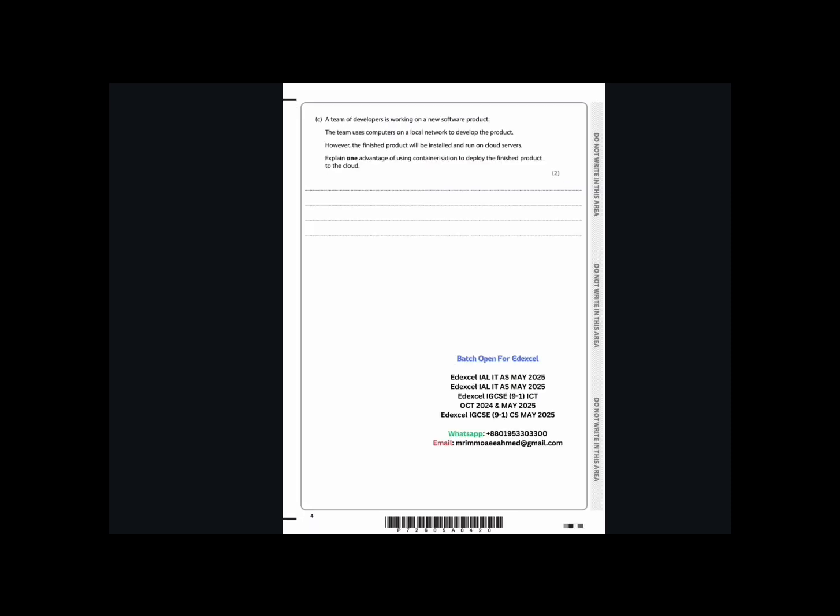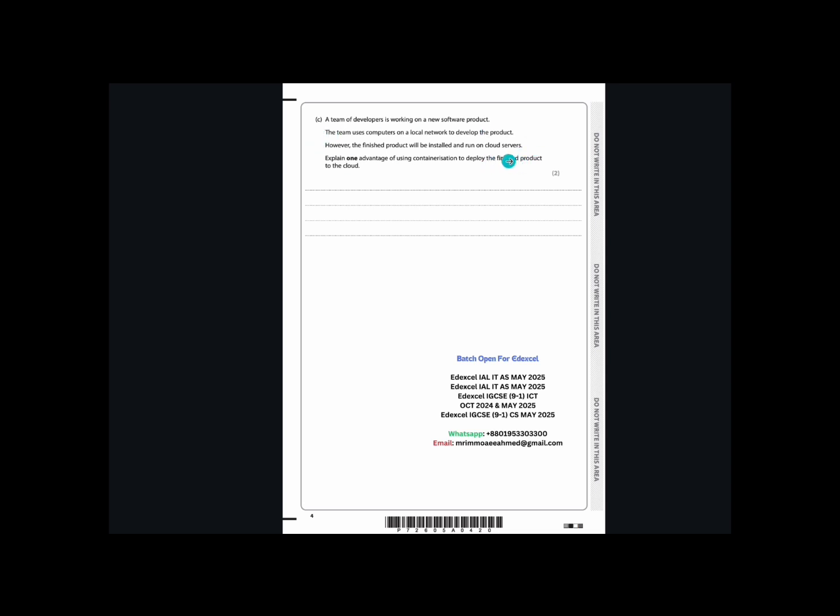Now we move to question number C. So here it is saying that a team of developers is working on a software product. The team uses computers on a local network to develop the product. Okay, so the team uses a local network means that the team uses their PCs to develop the product. However, the finished product will be installed and run on a cloud server. I already mentioned that I will talk about this here.